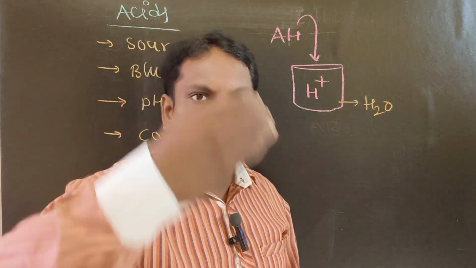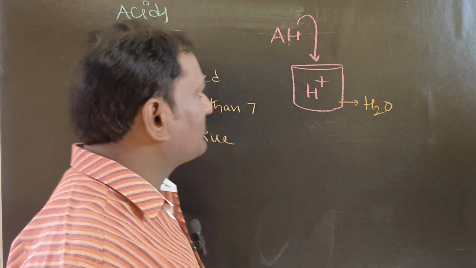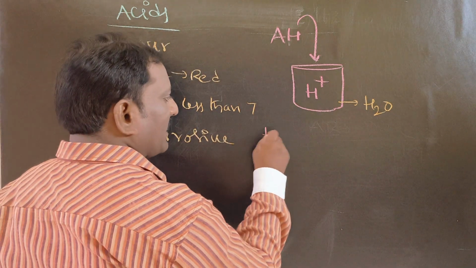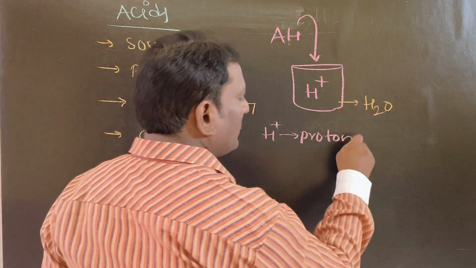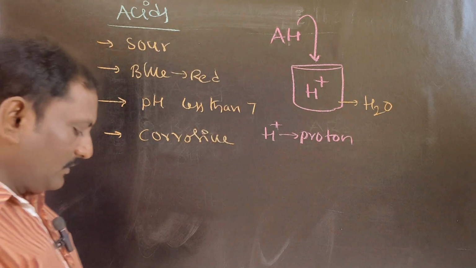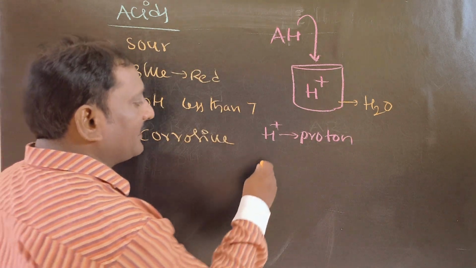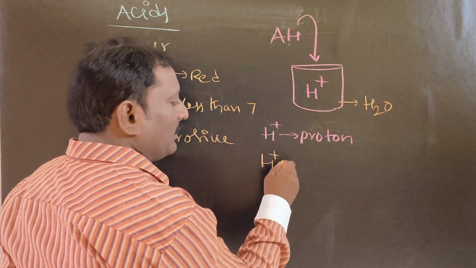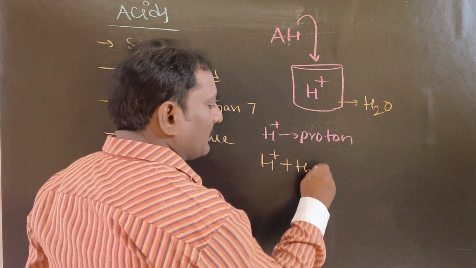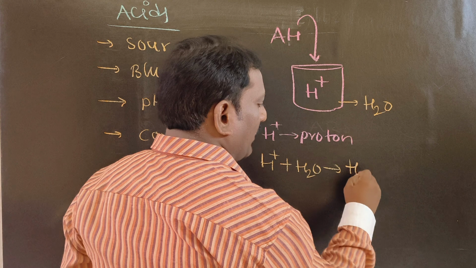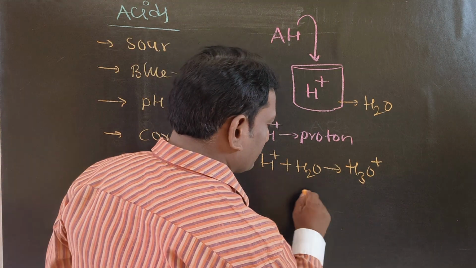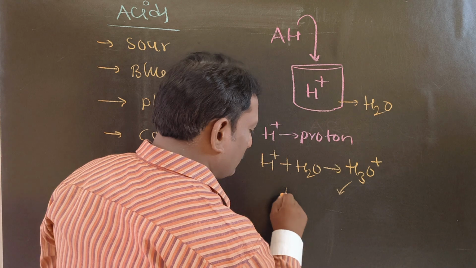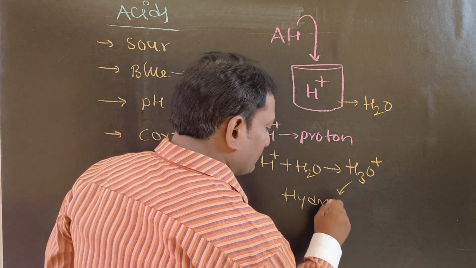When acids are dropped in water, they produce H plus ions, also called protons. H plus ion is highly reactive. It has the tendency to combine with water and produce the hydronium ion. This is called hydronium ion.